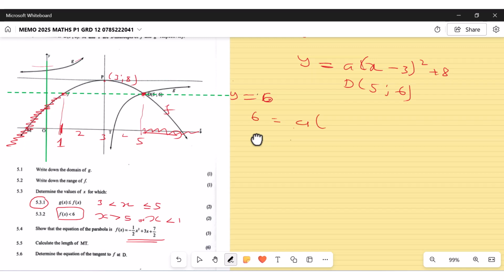And then what is 5 minus 3? 2 squared is going to give us a 4. Then times a, it's going to give us 4a. Now that's my a is negative 1 over 2. Okay, so I'm going to come back to get my function which they want here.